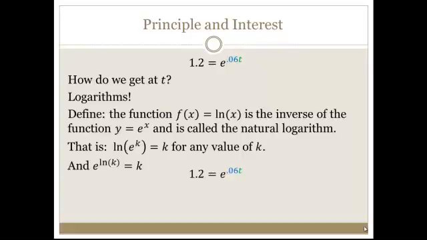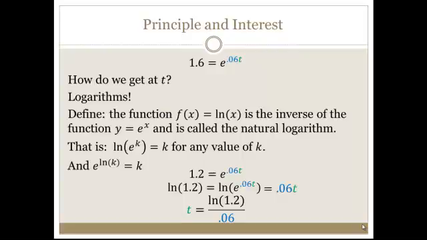Back to our equation, 1.2 equals e to the 0.06t. To get at t, we need to take the natural log of the right-hand side. But to take the natural log of the right-hand side, we must also take the natural log of the left-hand side. Using what we now know about the logarithm, the right-hand side is simply 0.06t, where it is playing the role of k. To solve for t, we now simply need to divide both sides by 0.06.